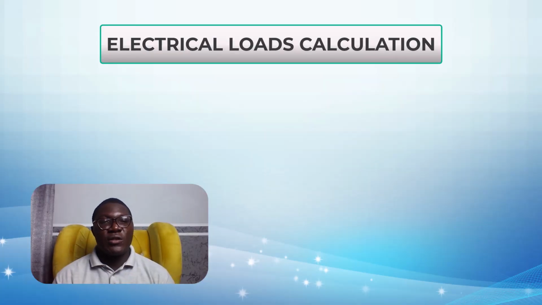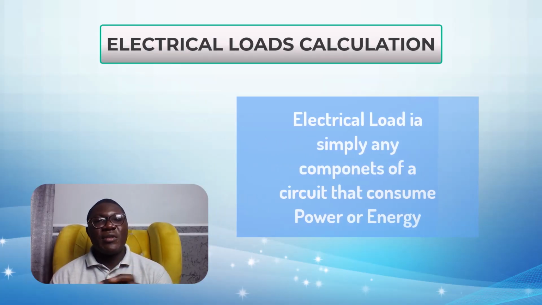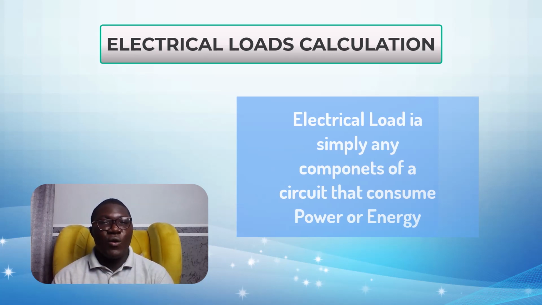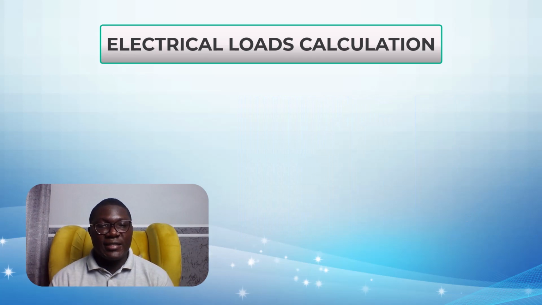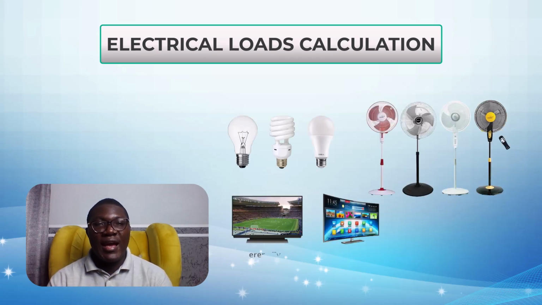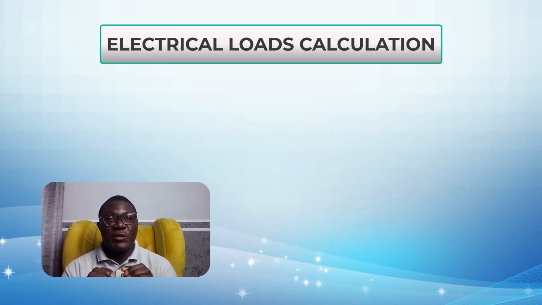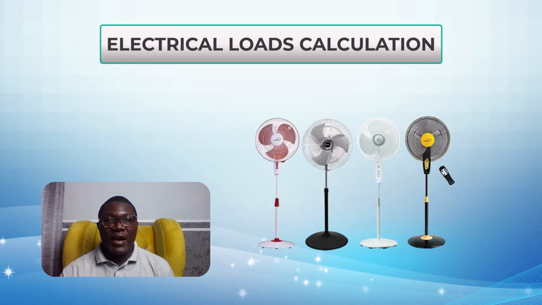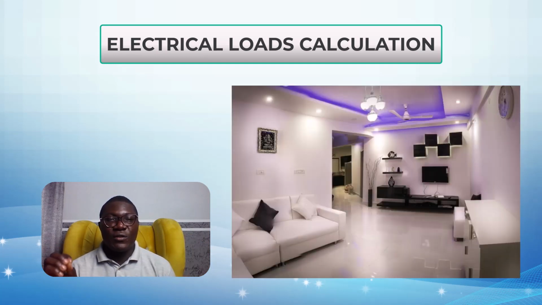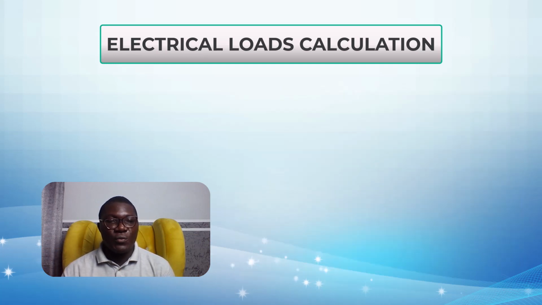So what is an electrical load? This is simply any component of a circuit that consumes power or energy. In a household setting, the most obvious examples of electric loads include lights, bulbs, and appliances. As you're watching this video, just look around you. I can see your TV, your fan, your lights, your bulbs. All these are electrical loads.